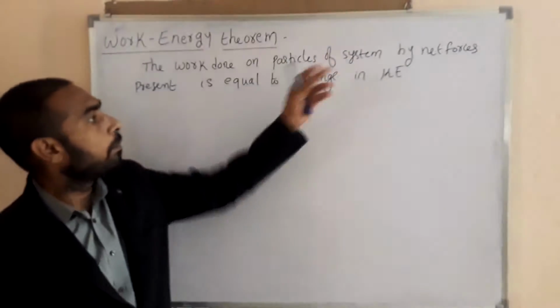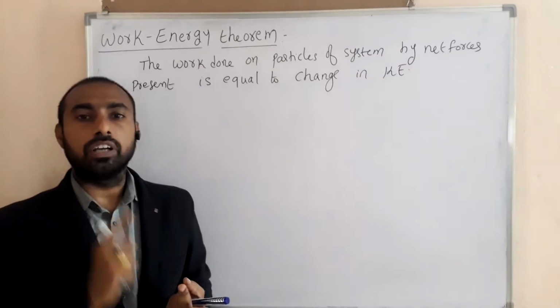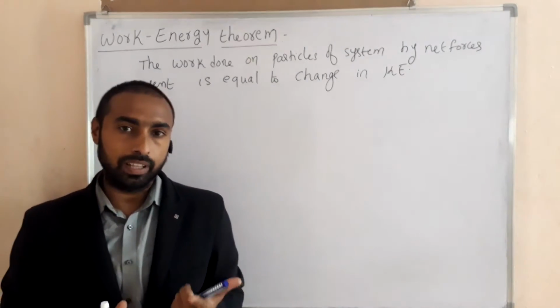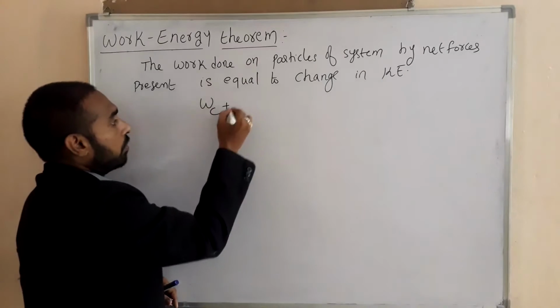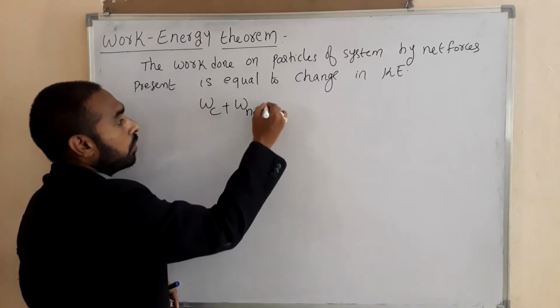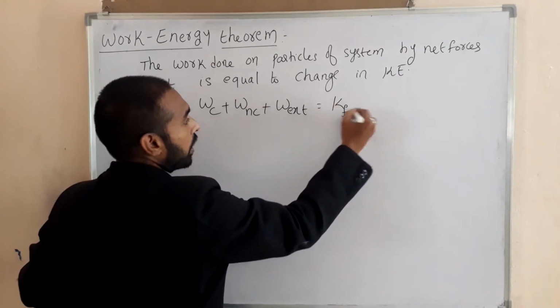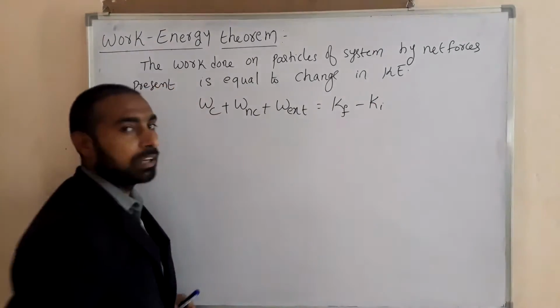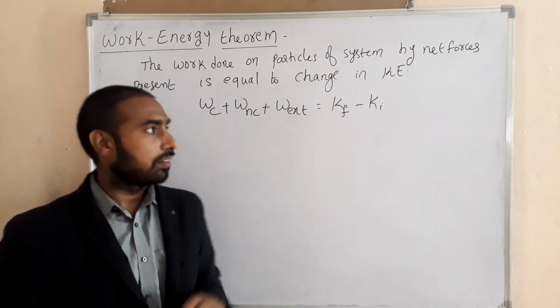So work done by all the net forces present means work done by the conservative force, work done by the non-conservative force, and work done by the external force. So the work done by the conservative, the non-conservative, and the external force is equal to the change in kinetic energy. Change in kinetic energy means final kinetic energy minus initial kinetic energy.